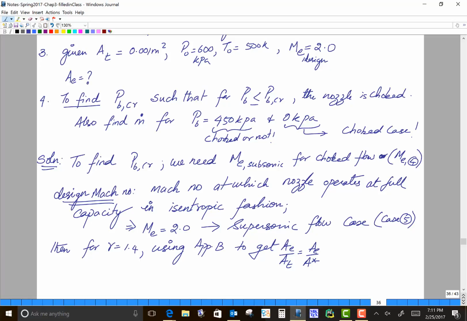Then for gamma equals 1.4, you can use appendix B to get AE by AT, and this turns out to be 1.6875. And my PE by P naught for this case turns out to be 0.1278. These are values that I get from the tables.